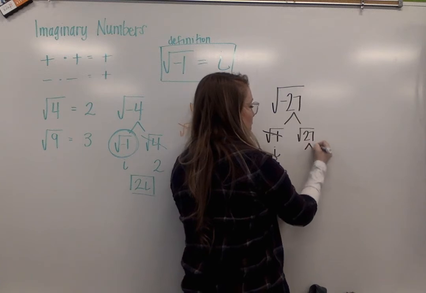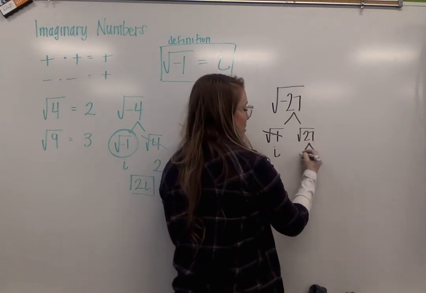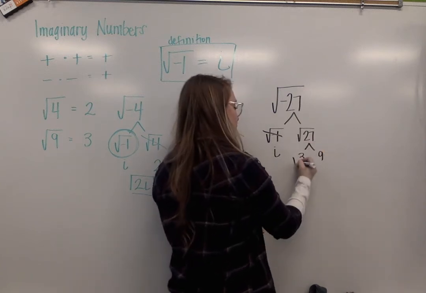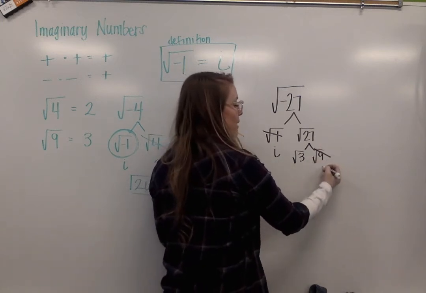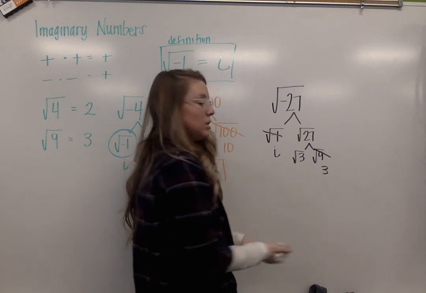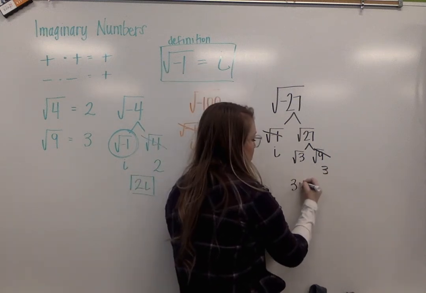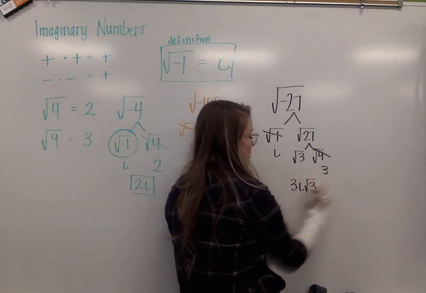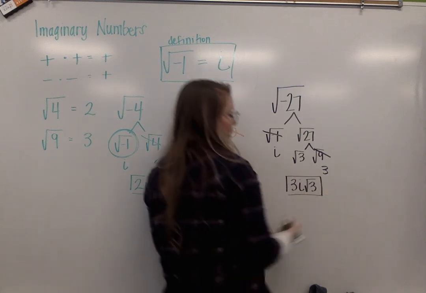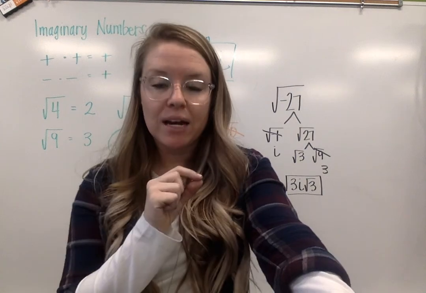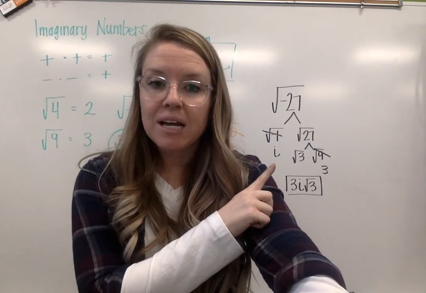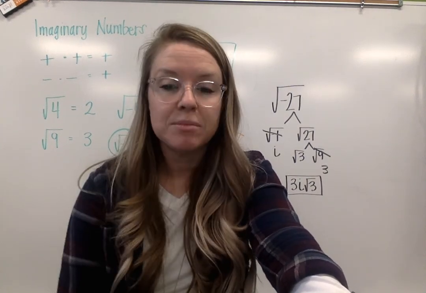And now I'm going to factor 27. That's going to give me 3 and 9, and I square root both. Square root of 9 is 3. So I'm left with 3 times i times the square root of 3. So we're still going to be able to simplify our radicals like we did before, but because of this negative, it just becomes imaginary.